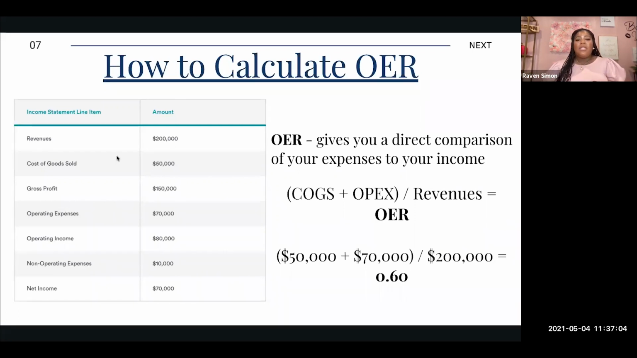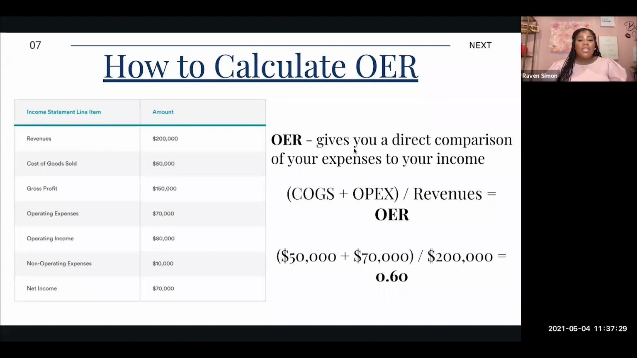All right, so let's go through this example. We're basically going to calculate operating expenses to revenue. Your operating expenses to revenue ratio gives you a direct comparison of your expenses and your income. Of course, this is going to be like a ratio, so it's going to be less than 1. You probably don't want it more than 1. So this is one that you want to stay below 1 in.